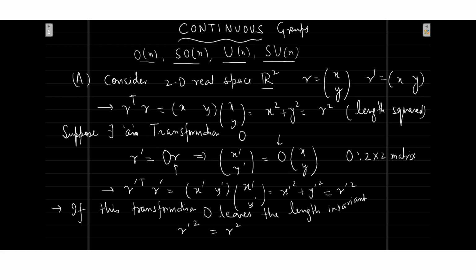Can you say something about the structure of this operator O, or the linear transformation O? Identity. Okay, let's just continue. So r prime squared, what is this? This is basically r prime transpose times r prime, equal to r transpose times r, right? And how is r prime related to r? O r. So what will be r prime transpose?